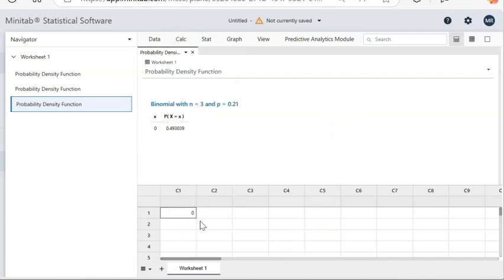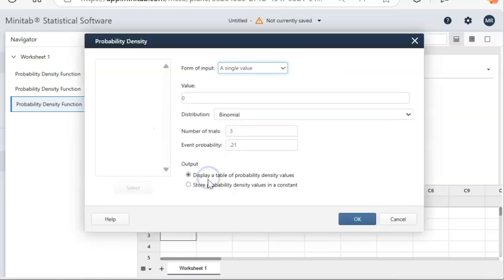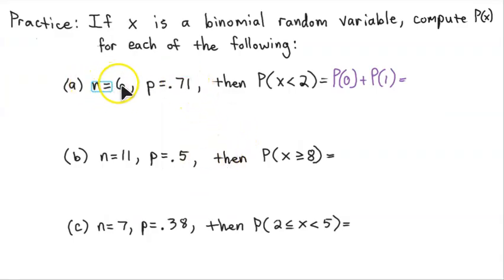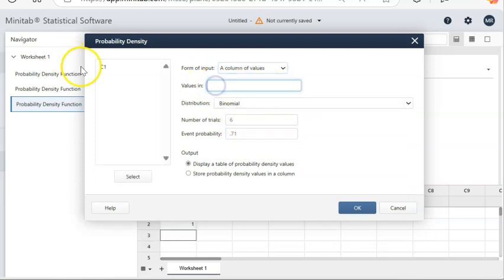We could put 0 and 1 in C1, and then we can go to Calculate, Probability Distributions, Probability Density Function. Number of trials was 6, and the p was 0.71. Let me confirm that. 0.71, n is 6, yep, sure enough. And now we're going to change the form of input into a column. And so we're going to put the values in from C1, binomial distribution, and we're going to hit OK.